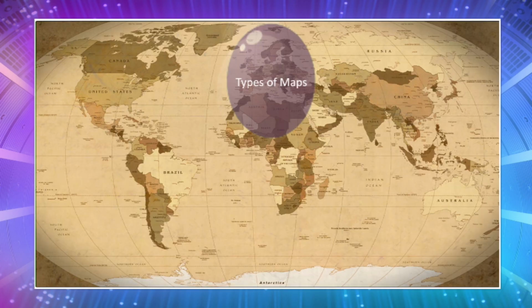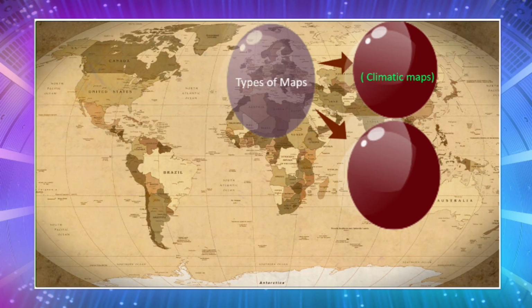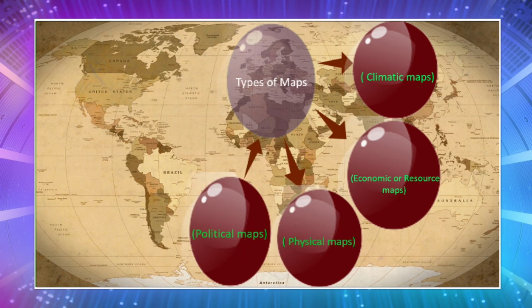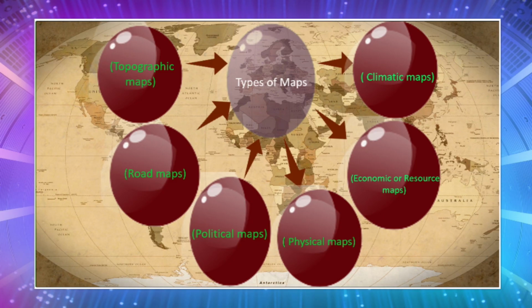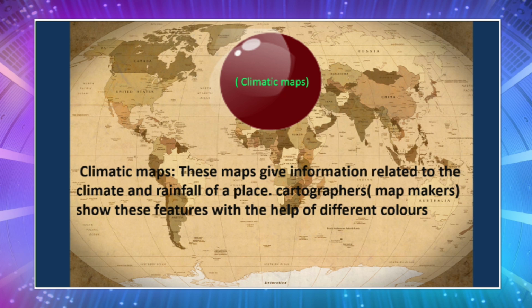Children, now let us learn about the types of maps. There are different types of maps which are called climatic maps, economic or resource maps, physical maps, political maps, road maps, topographic maps. These are the different types of maps. Children, now let us see in detail what these maps are used for.